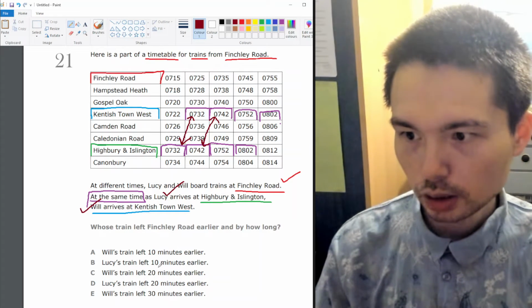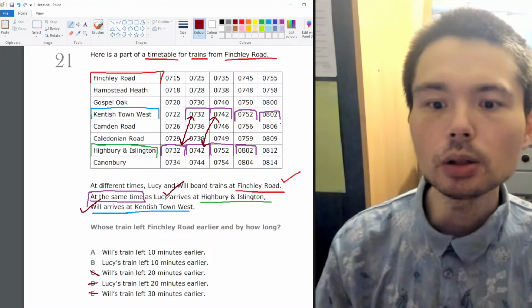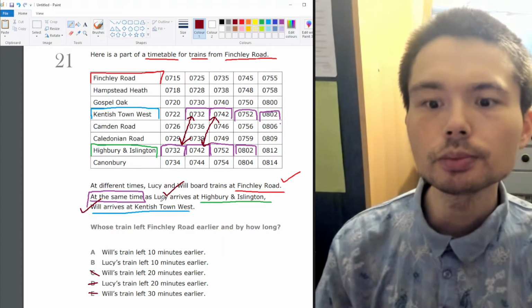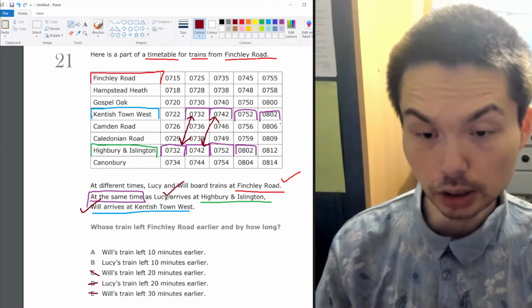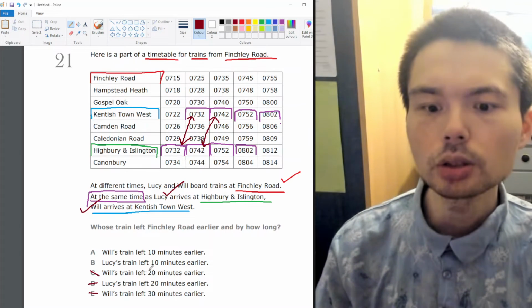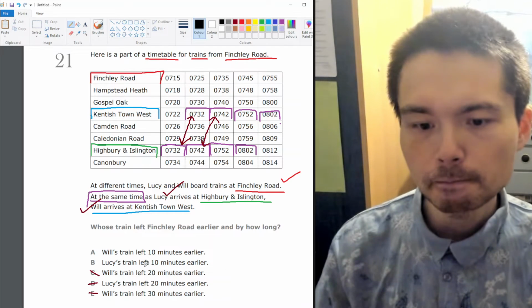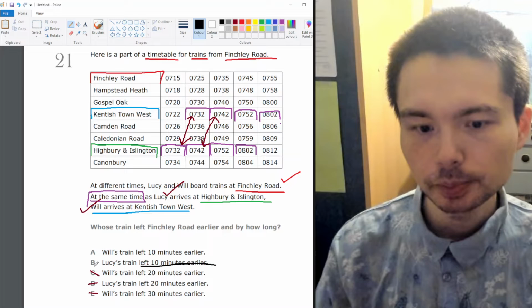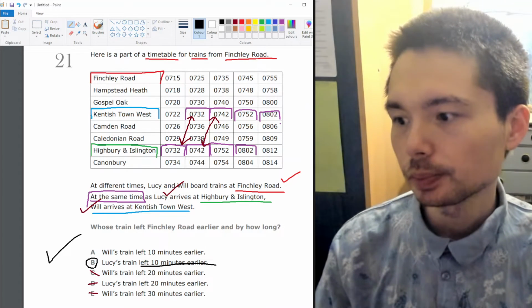Look at these options here. Let's cross off the ones that are not 10 minutes. And if we look at this, Lucy gets there first. So it is because Lucy's the first person I mentioned, so we left 10 minutes earlier. It's too wordy. Yuck. But hey, B is the answer. Next.